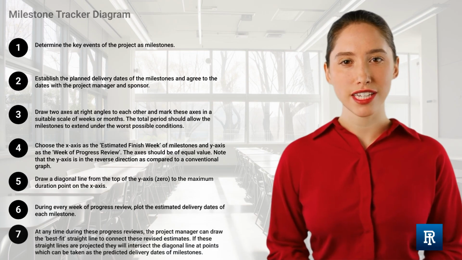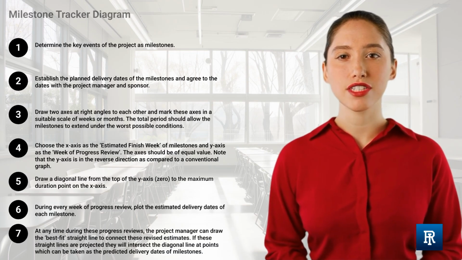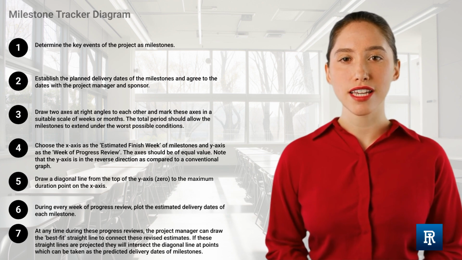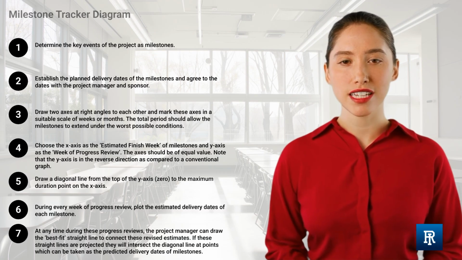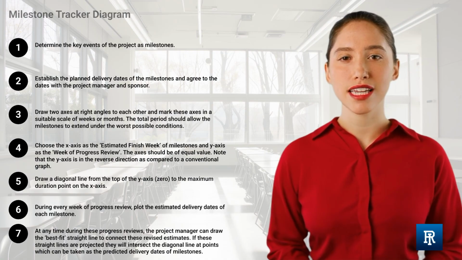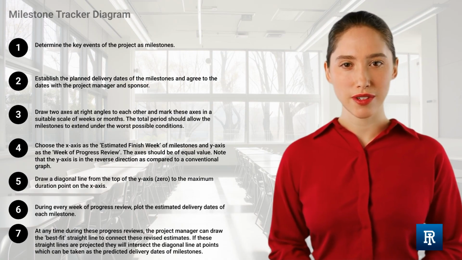At any time during these progress reviews, the project manager can draw the best fit straight line to connect these revised estimates. If these straight lines are projected, they will intersect the diagonal line at points which can be taken as the predicted delivery dates of milestones.